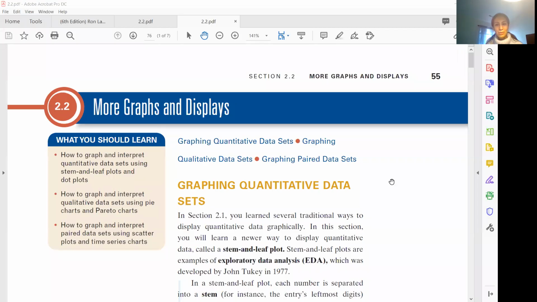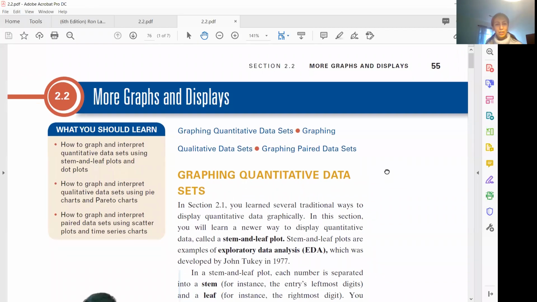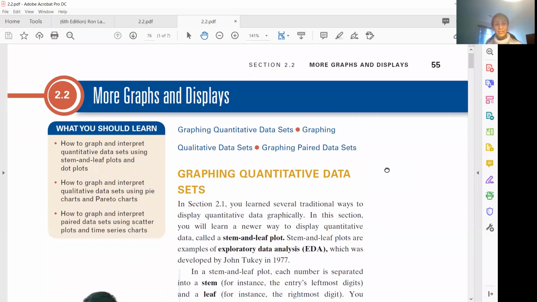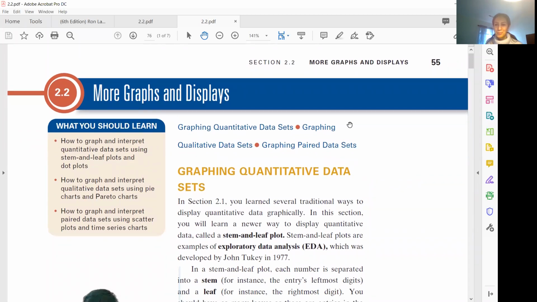Let us ask group 1 to start reading 2.2, more graphs and displays. Okay, I think I go first.